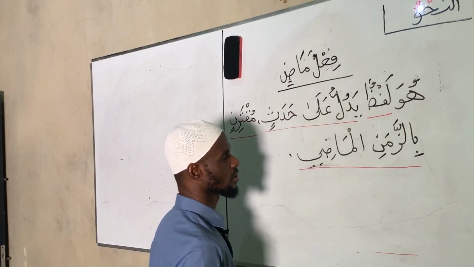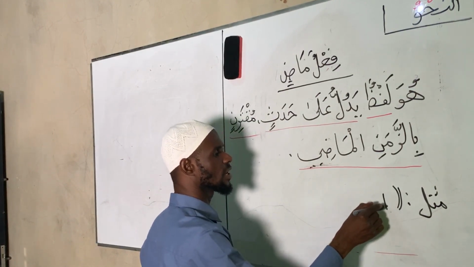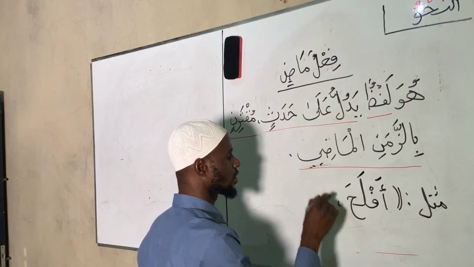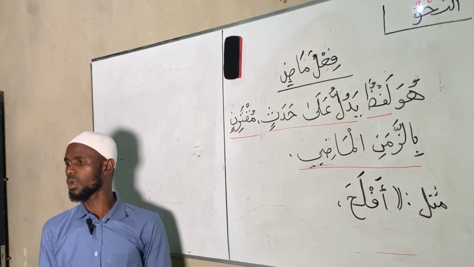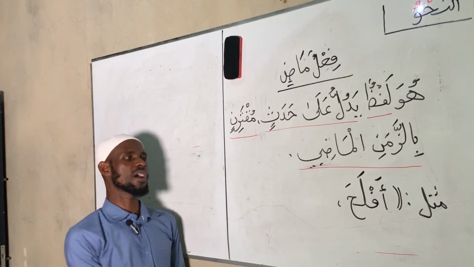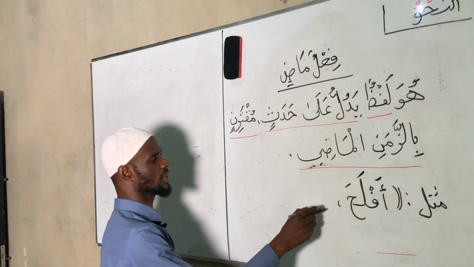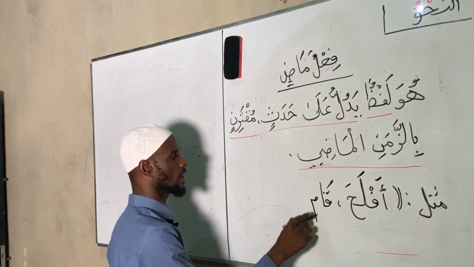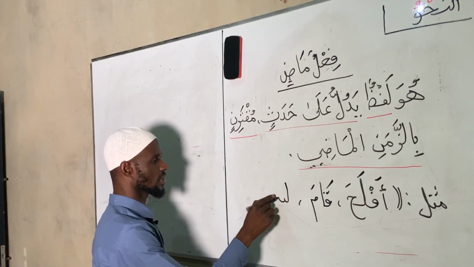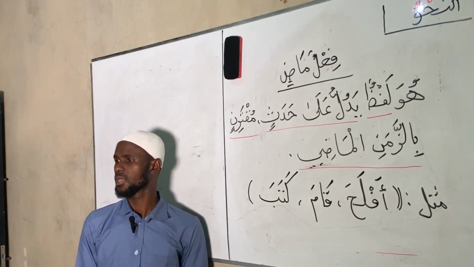So let's give examples of فعل الماضي. So we have a lot of examples. أفلح. In the Quran, Allah says in Surah Al-Mu'minun, قد أفلح المؤمنون. So أفلح means he is successful. That's a past verb. Another example is قام. قام means he stood. Another example is كتب. And كتب means he wrote.